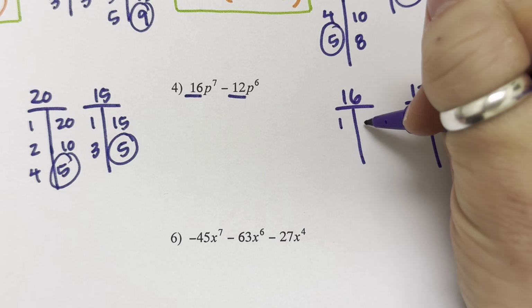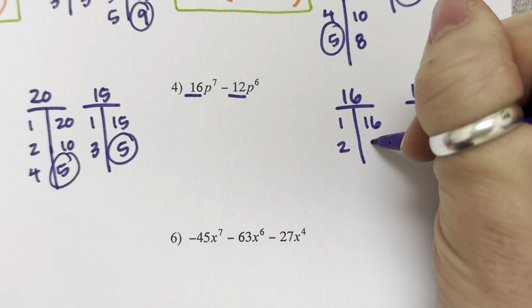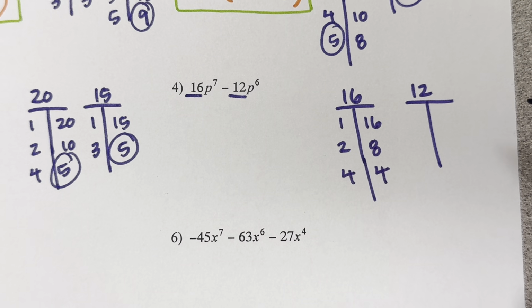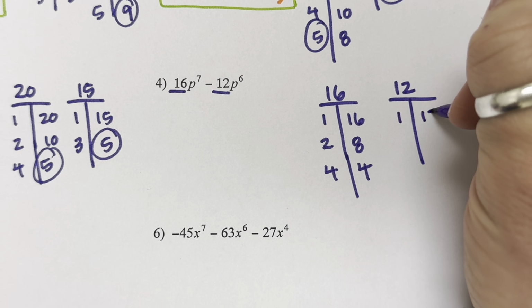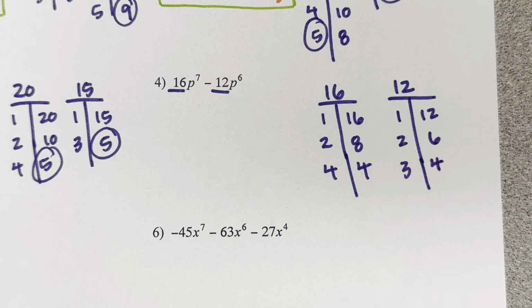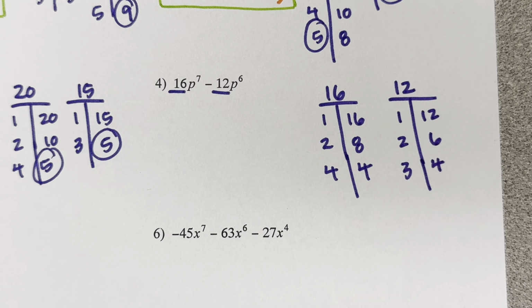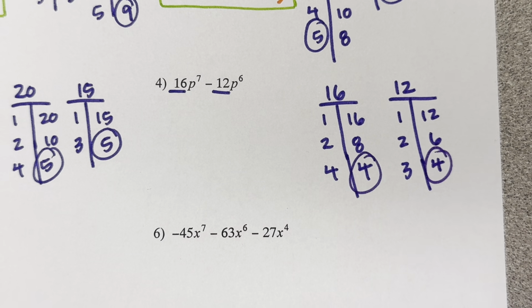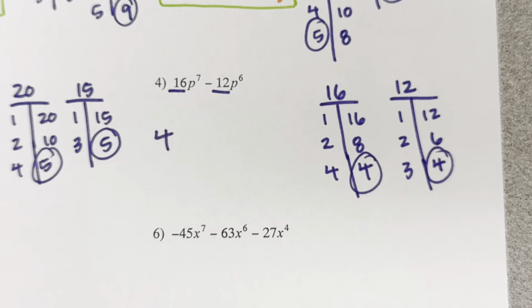Okay, 16, I have 1 times 16, 2 times 8, and 4 times 4. For 12, I have 1 times 12, 2 times 6, and 3 times 4. And I can see that my GCF, the biggest one that appears on both of those lists, is 4. So I can factor out a 4 for my GCF.